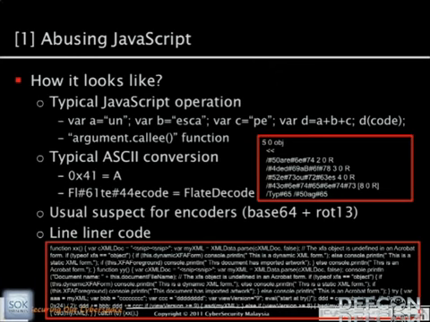If you notice over here, you have var A. This is a very typical JavaScript operation. You have var A, var B, and then var C, blah blah blah, and then you combine all this stuff and execute it. Another typical JavaScript function that's used is arguments.callee. And another thing that's normally used is ASCII conversion, like 0x41 basically represents A.